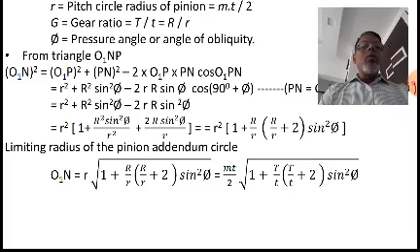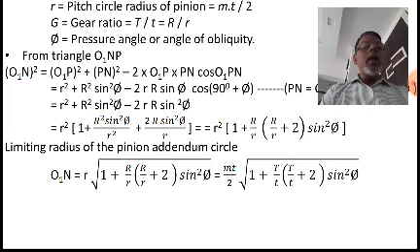So now O1N square is equal to this. Therefore, if you take the square root of that, you will get O1N, and that is the limiting radius of the pinion addendum circle. So O1N is equal to r under root of 1 plus capital R divided by small r, inside the bracket capital R divided by small r plus 2 sin square phi.